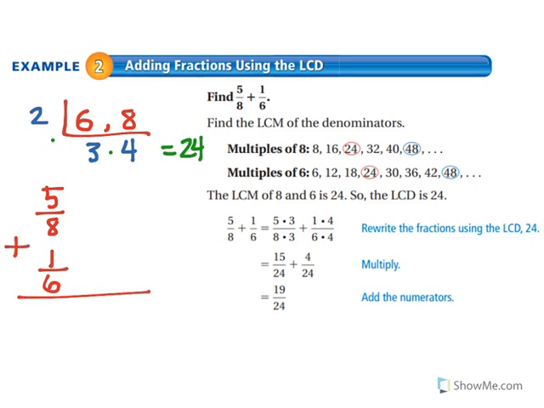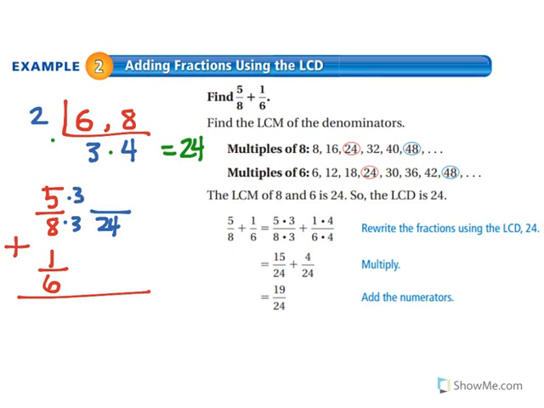We're going to add these together. And so I have to think, what can I multiply 8 by that gets me 24? I can say 24 divided by 8 is 3, so I can multiply it by 3. Whatever I multiply the denominator by, the bottom number, I have to do the same thing with the numerator, the top number.